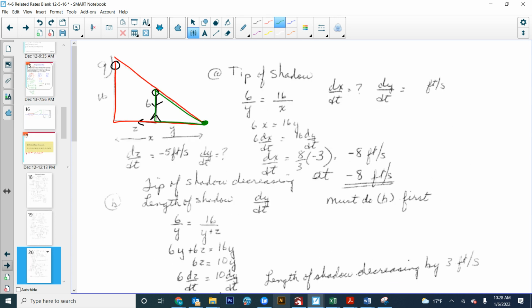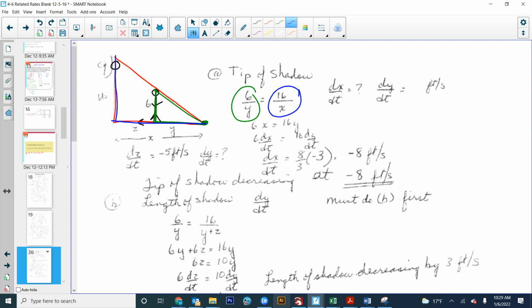Because of that, we can use the 6 and the 16. All right. So here we go. 6 over y. Remember setting up proportions in math, right? Name it. Algebra 1, 8th grade math, probably 7th grade math. Man's height over man's shadow equals lamppost's height over total length of man's distance plus shadow, right? 16 over x. Do you agree with me?